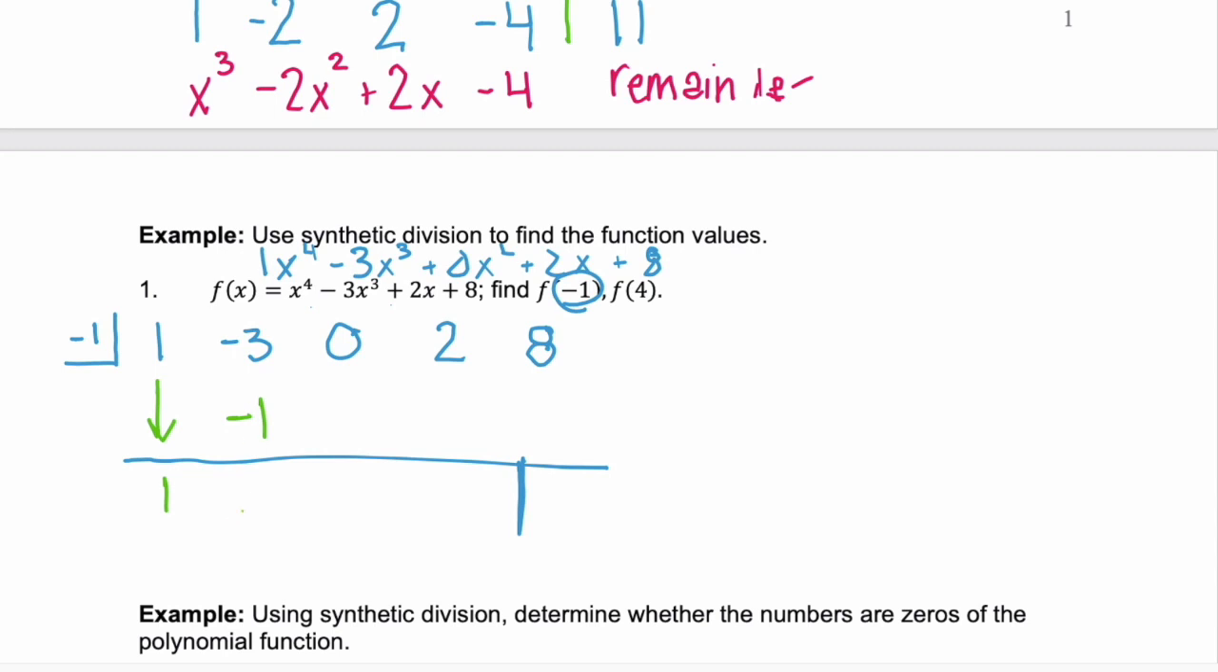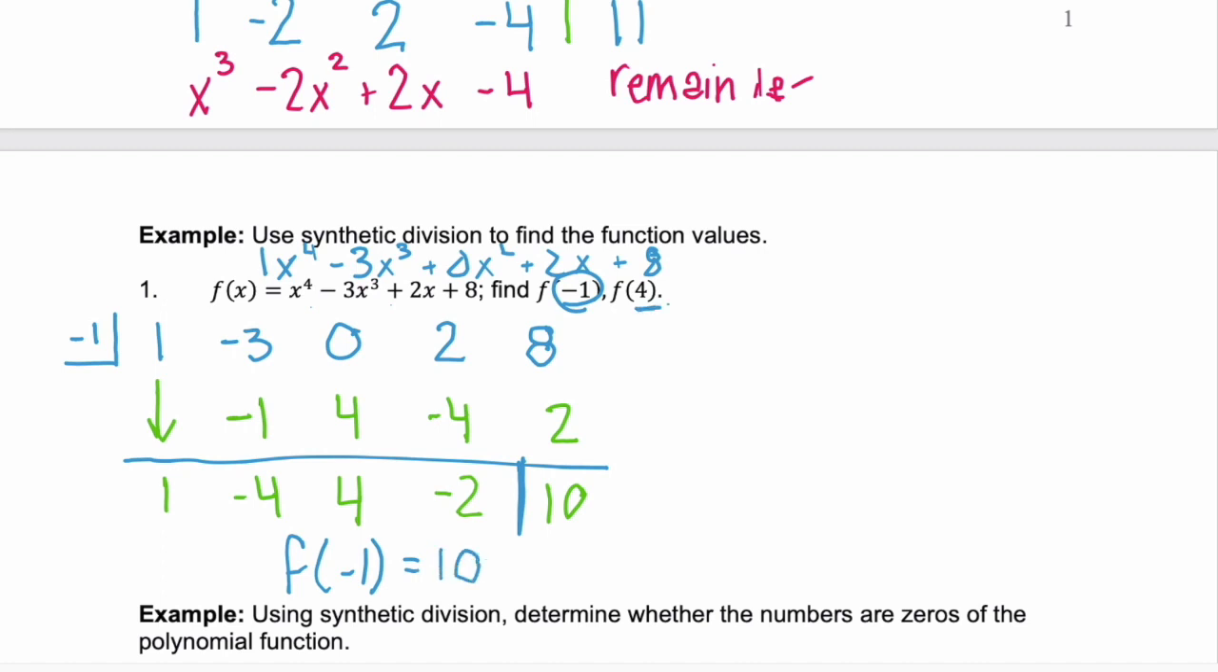-3 plus -1 is -4. Multiply that result by the divisor -1 to get a positive 4. Add vertically, then you multiply. Then you add vertically. Then you multiply. And you add vertically. Now we got a result of 10. This is telling us that f of -1 is equal to 10.